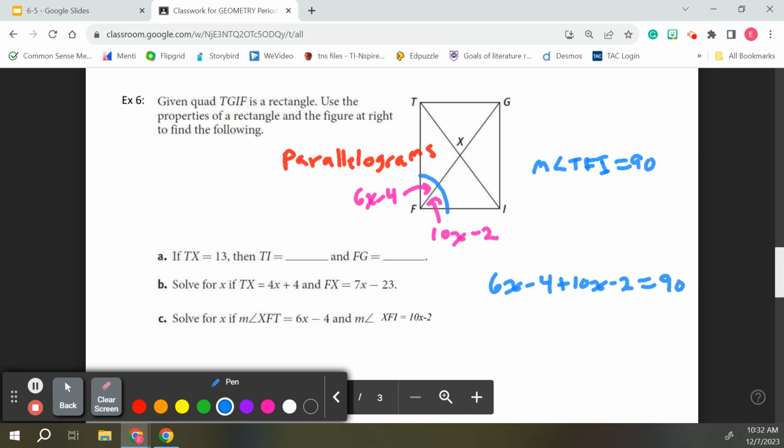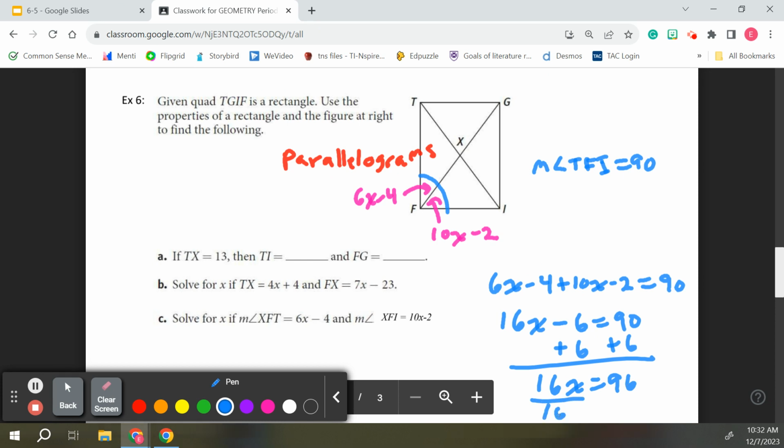So if I work on this, this will be 16x minus 6 equals 90. I'm going to add 6 to both sides. This is 16x equals 96. Divide by 16. Let's see, 96 divided by 16. I got x equals 6.